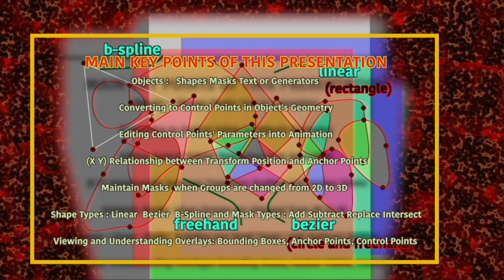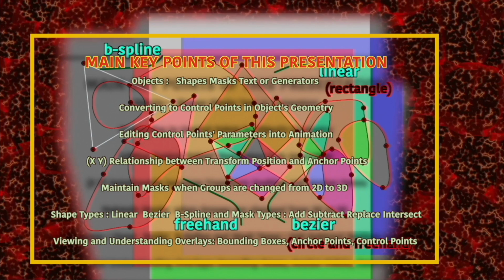So I'm going to look at converting to control points a lot in this and editing them. I also want to look at the XY relationship between the transform position of a shape or mask and its anchor point. I think that's often overlooked when you start a project. It's always good to make sure you're zeroed out on everything before you start moving things around.